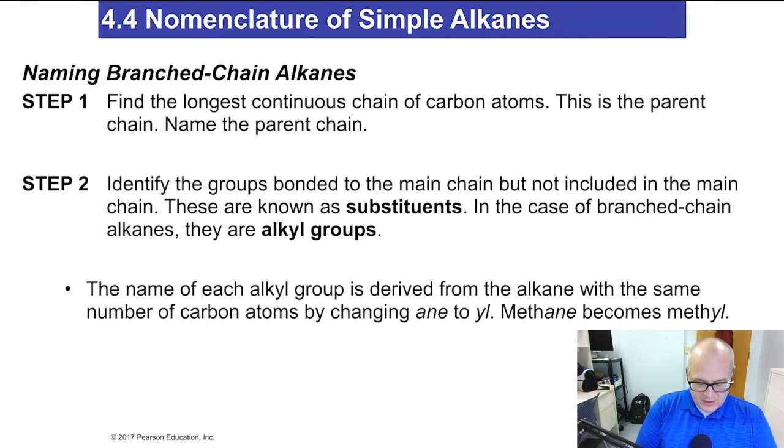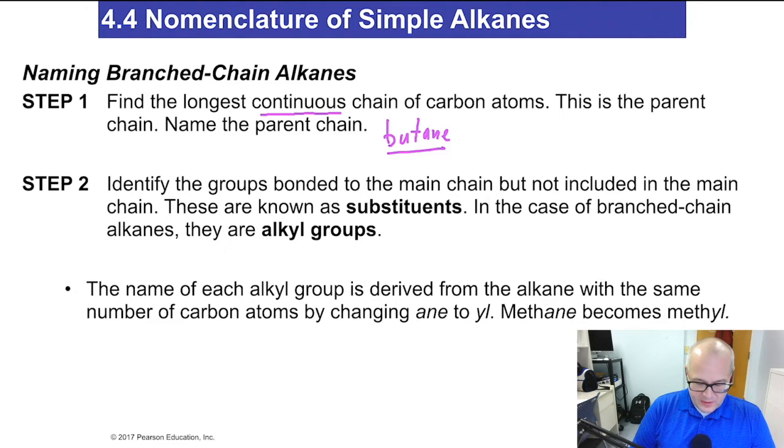Step 1, find the longest continuous, which means unbroken, chain of carbon atoms. This is the parent chain. Name the parent chain. So say you have an unbroken chain of carbons that has four carbons in a chain. You would call that a butane, right? If there was 5 unbroken, it'd be a pentane, 6 is hexane. That's the parent molecule. And everything else is named around that, okay? It'll make sense when we do it, I promise.